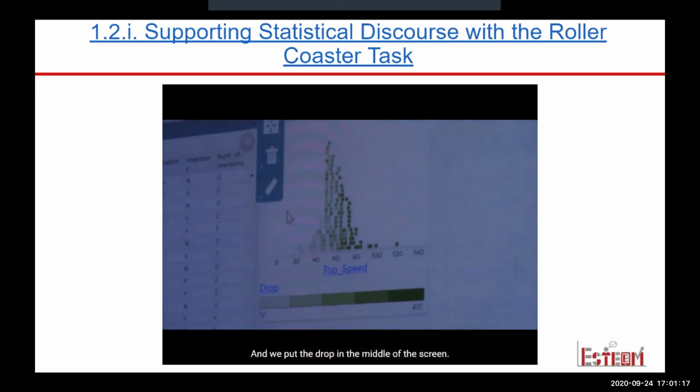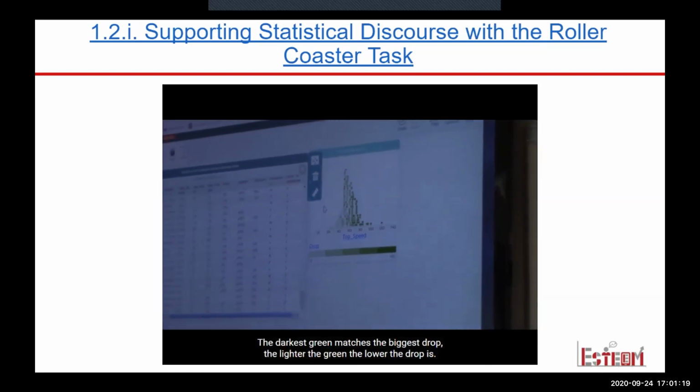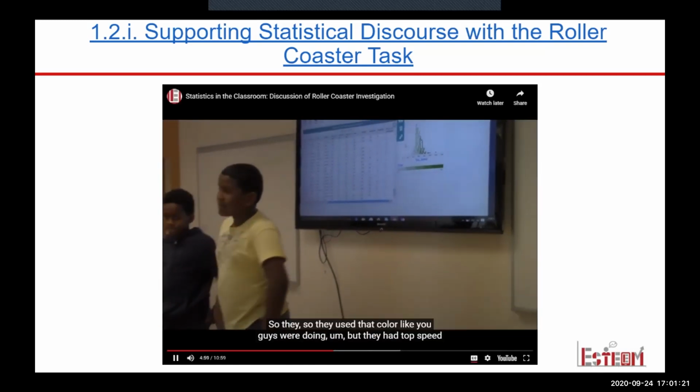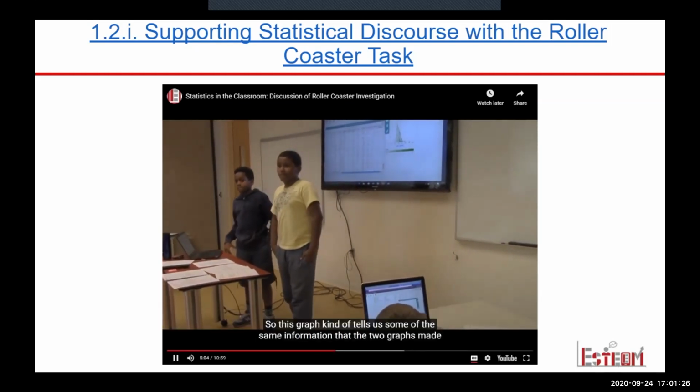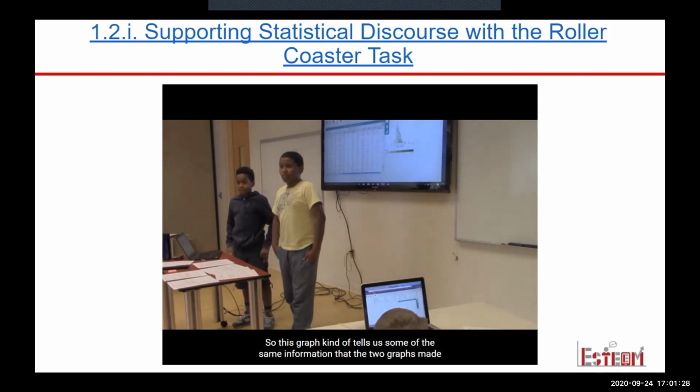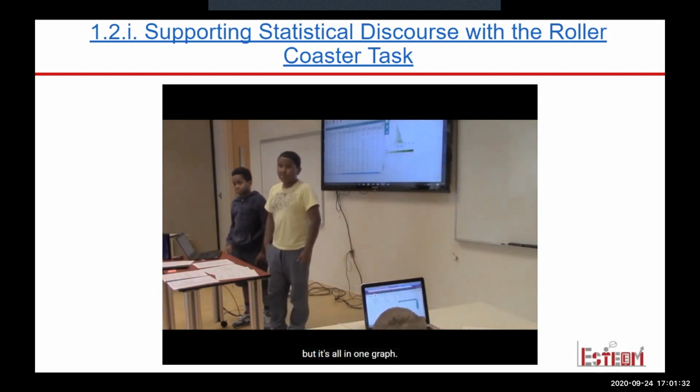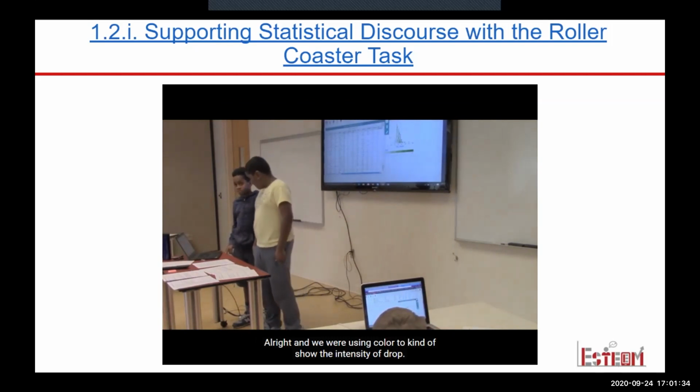All right, so they used that color like you guys were doing, but they had top speed on the x-axis. And so this graph kind of tells us some of the same information that the two graphs made, but it's all in one graph, all right? And we were using color to kind of show the intensity of drop.